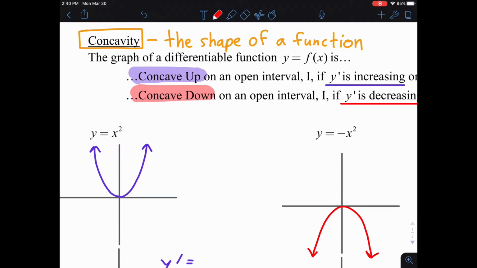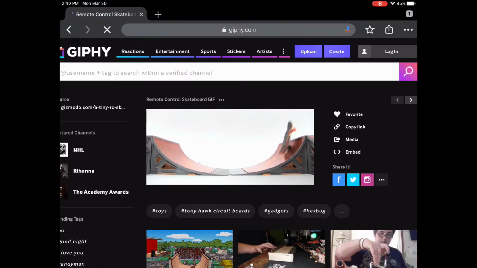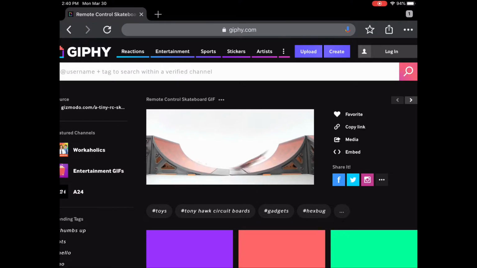Okay, so let's talk about what this actually means. What does it actually mean for a function to be concave up other than looking like x squared? Well, the comparison I always like to make for this is kind of like a half pipe, if any of you know anything about snowboarding or skateboarding. And so I have a little image here that should hopefully help us out. I have to refresh the page here for this GIF to load. Here we go.